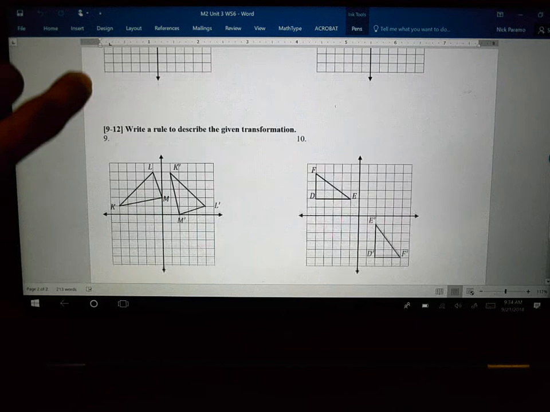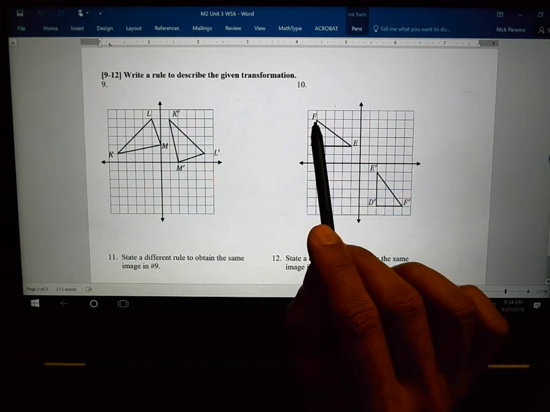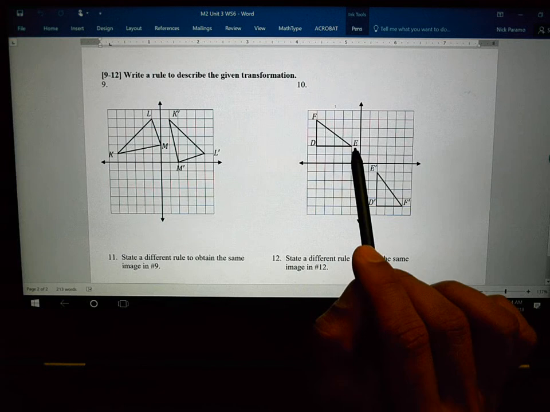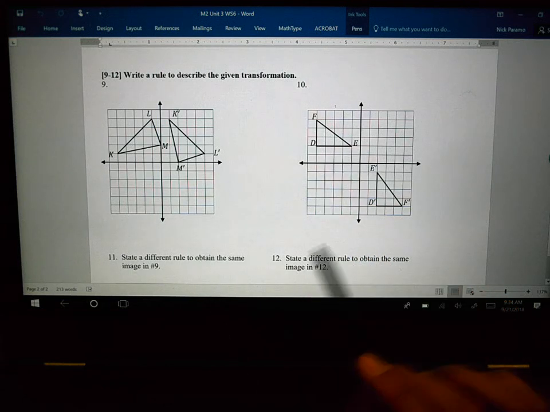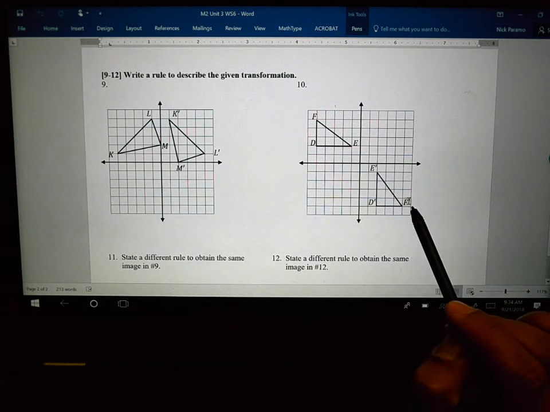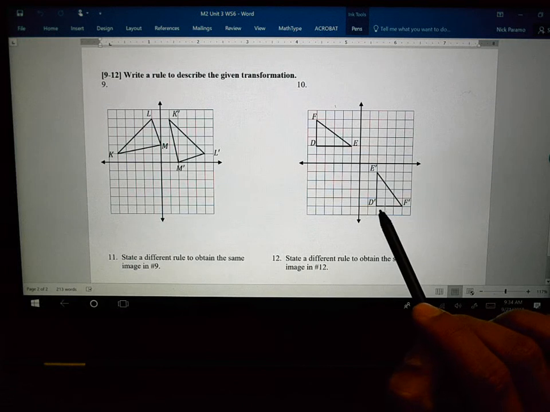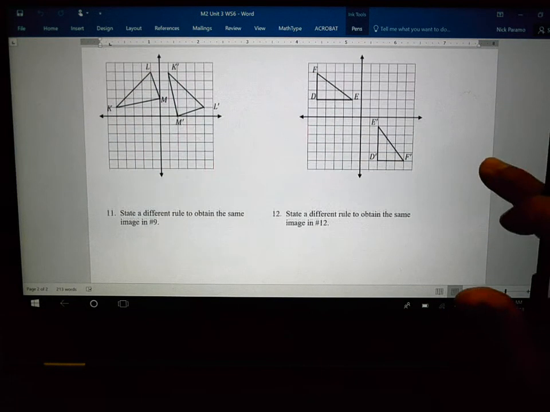And lastly, number 10. The top left one will be F, E, D. The bottom right one is E prime. E prime for the top, and then it goes right, F prime, and then D prime. I'm hoping that will help you. We'll end right there.